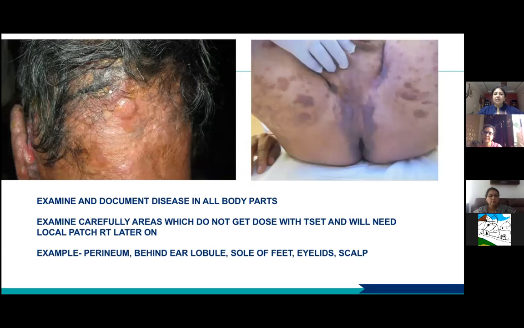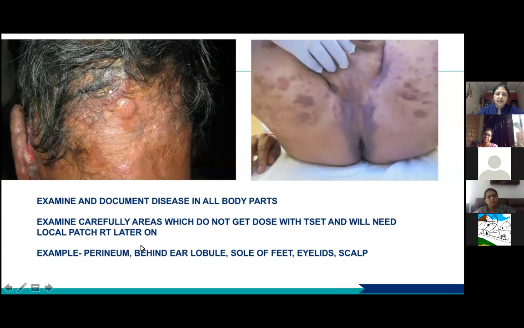Now, when you're examining any patient, another small tip from my side is that you have to examine and document disease in all body parts. It is better to do a photographic documentation of these lesions. Now, when you're giving total skin electron therapy to a patient in a standing position, there are a lot of areas of the body which will not get the dose. For example, perineum. So you must identify these areas.